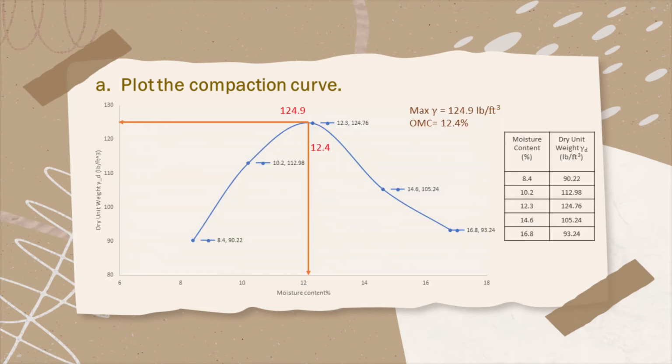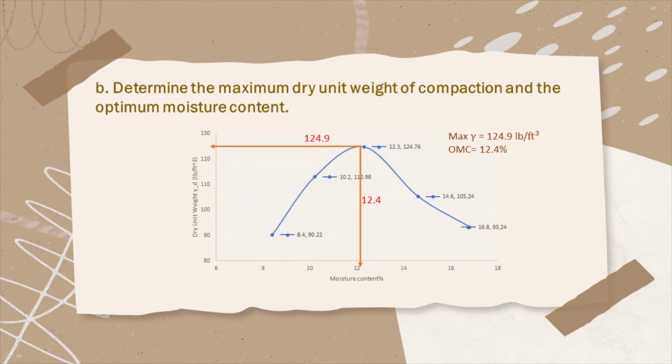Since we now have the values for the moisture content and the dry unit weight, we can now plot the compaction curve using Excel, and that would look like this. It goes upward, then reaching the tip, which is the maximum dry unit weight and the optimum moisture content, and then goes down.